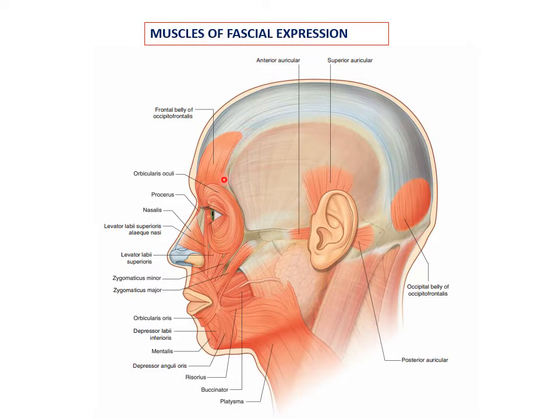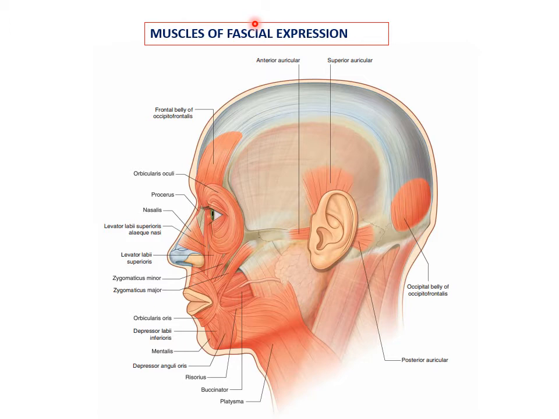Today our topic is muscles of facial expression. We will study the names of the various muscles of facial expression. We will study their origin, insertion, nerve supply and actions. The muscles of facial expression are called so because they bring about various expressions on the face. Most of them arise from the bones of the skull and are inserted into the skin.